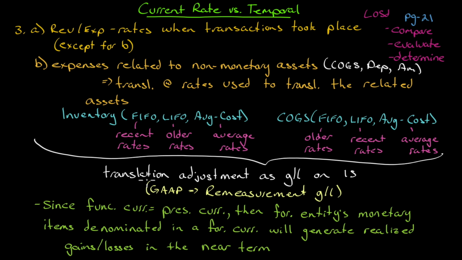Here, look at what's interesting now. The translation adjustment, the gain or loss on all of doing this, goes to the income statement. GAAP calls it a remeasurement gain or loss. IFRS calls it a translation adjustment gain or loss. It goes to the income statement, not the balance sheet. So that's different as well.